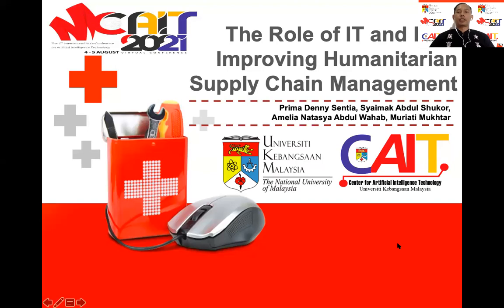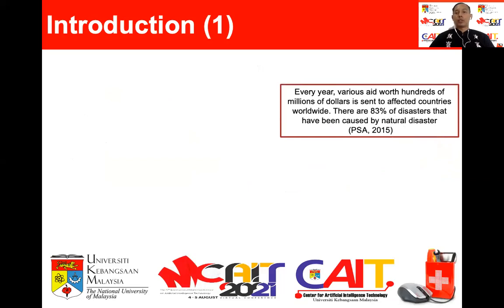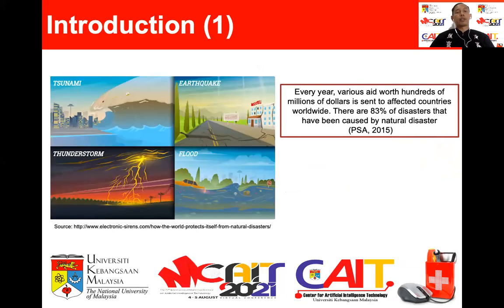Okay, this is the title. So the research background is every year, various aid worth hundreds of millions of dollars is sent to affected countries worldwide. 83% of disasters have been caused by natural disasters, PSA 2015. And there are several types of natural disaster, for example, tsunami, earthquake, thunderstorm, flood, and etc.